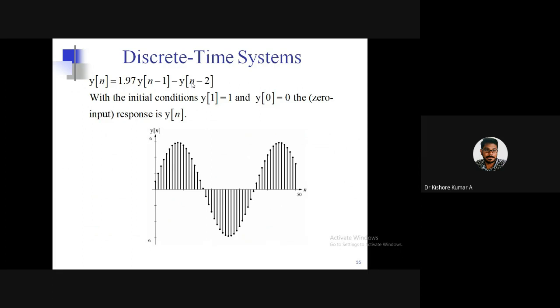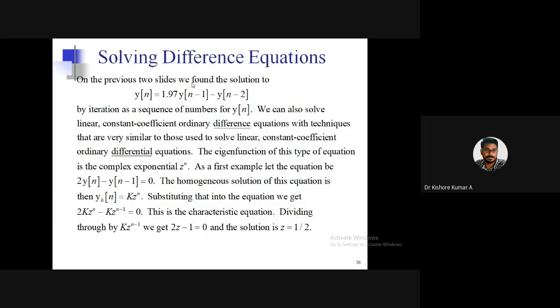And here, with the initial conditions y of 1 is equal to 1 and y of 0 is equal to 0, the zero input response of y of n can be found in this manner. For 50 sequences that have been given, we need to solve the difference equations by means of iterations, with the help of the available techniques for constant coefficient ordinary differential equations.